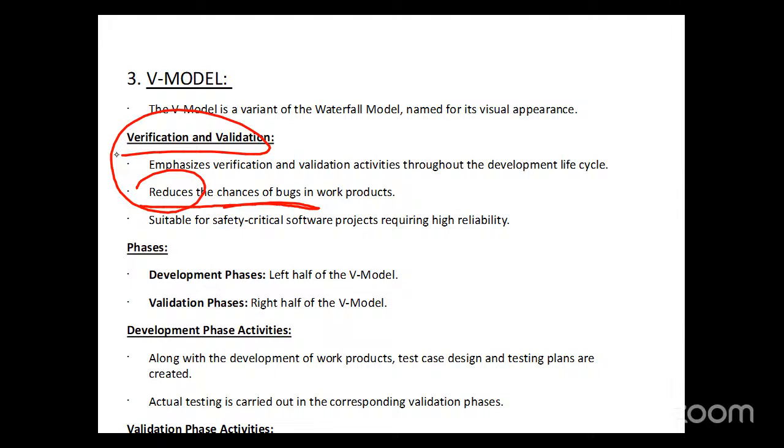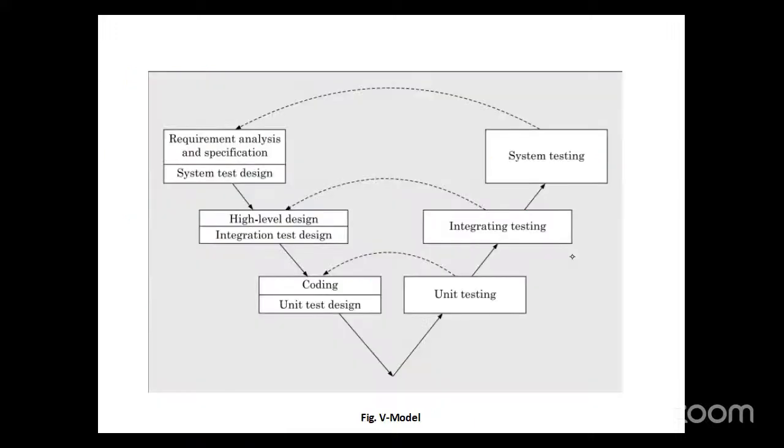So when is it useful? It is suitable for safety critical software projects requiring high reliability. The phases involved are development phases, the left half of the V model, and validation phases, the right half of the V model. Right. So what are all those phases?